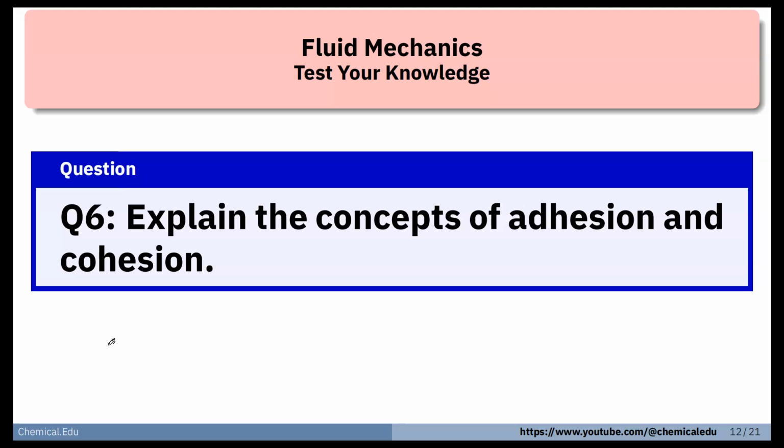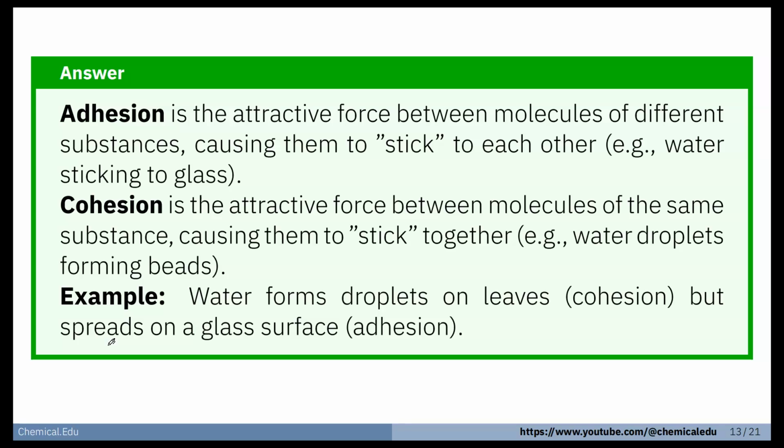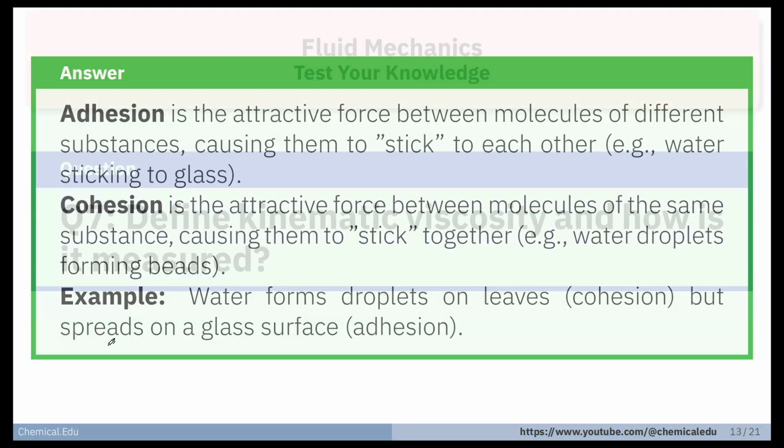Next question, explain the concept of adhesion and cohesion. Adhesion is the attractive force between molecules of different substances, causing them to stick to each other, like water sticking to the glass. Cohesion is the attractive force between molecules of the same substance, causing them to stick together, like water droplets forming beads. Here example, water forms droplets on the leaves, that is cohesion, but spreads on a glass surface, that is actually called adhesion.